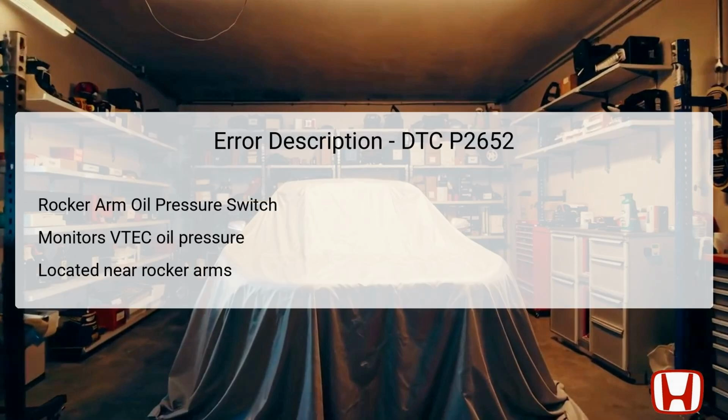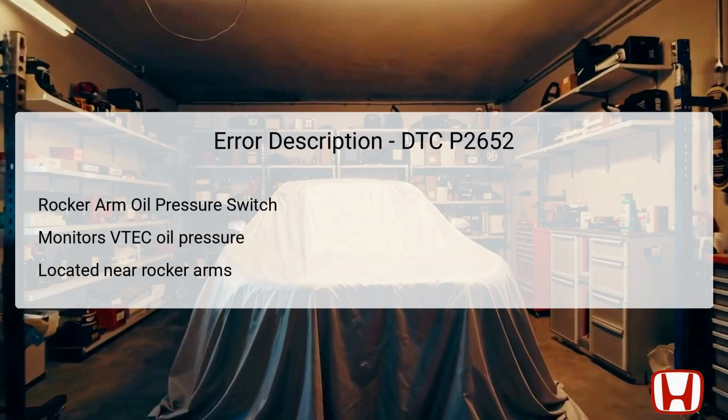DTC P2652 specifically references a malfunction in the rocker arm oil pressure switch, which is integral for VTEC system function. This switch senses the pressure of the oil directed to the rocker arms, which control the engine's valve timing. Its failure might cause the VTEC system to engage at inappropriate times, which can negatively impact vehicle performance.